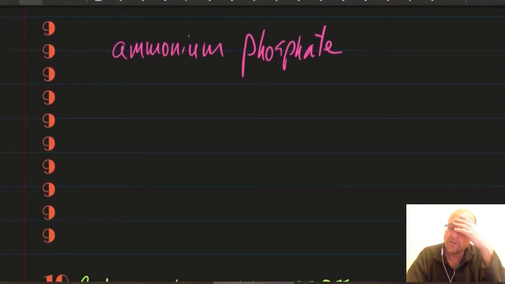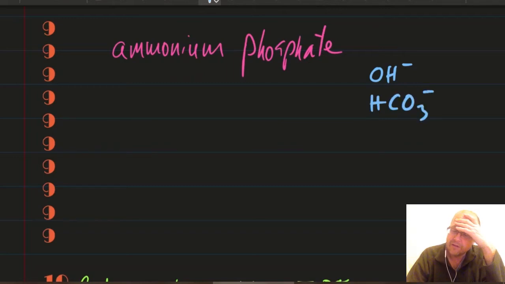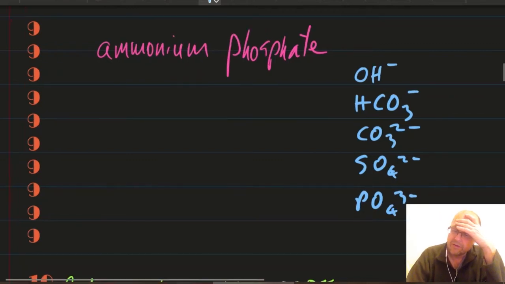Ammonium phosphate, so you need to remember 9 ions. For IB, you need hydroxide, you need hydrogen carbonate, you need carbonate, you need sulfate, you need phosphate. 1, 2, 3, 4, 5. You need ammonium.